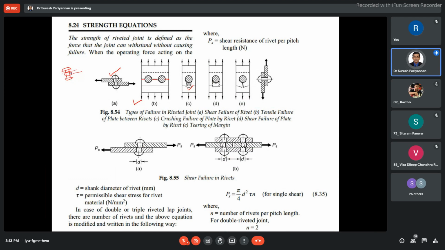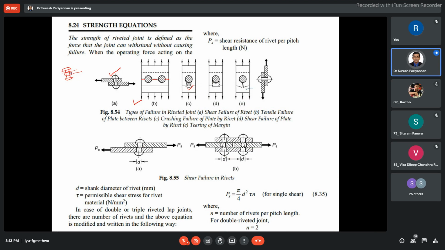The strength equation can be written in three ways. Now we are going to concentrate on three failures only: shear failure of the rivet, tensile failure of the rivet, and crushing failure of the rivet. Mostly we are not concentrating on the margin.